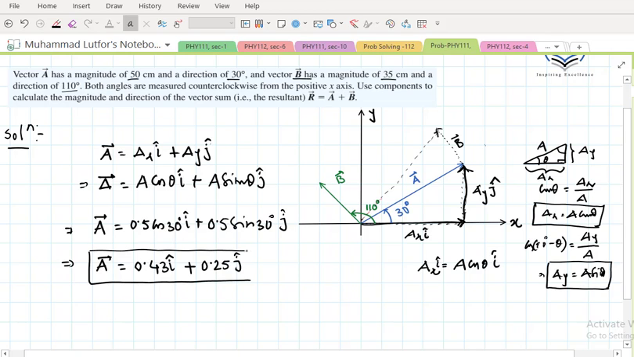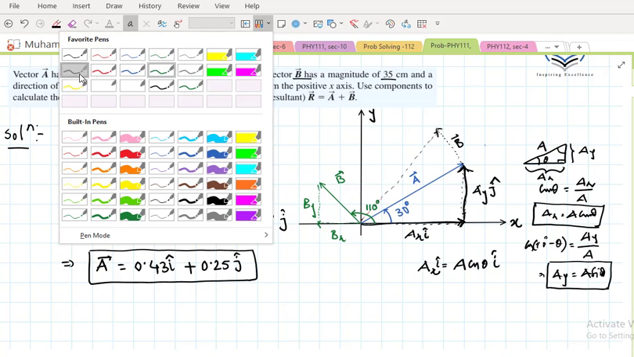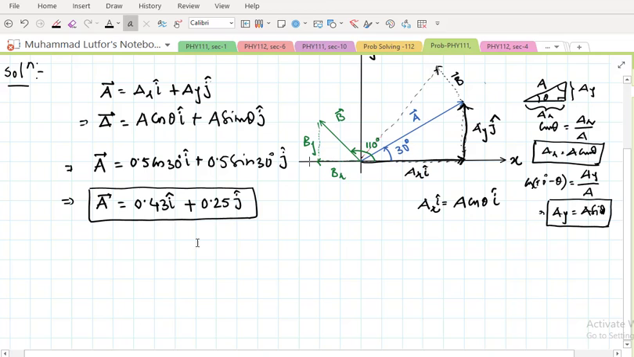This would be vector A. Now for vector B, if we split that one again, one component of vector B would be toward that direction, right? It would be basically that Bx, and one component would be toward that direction, which would be that By.